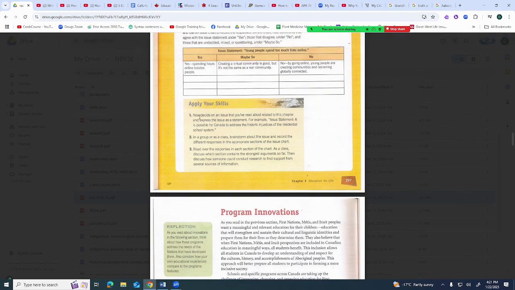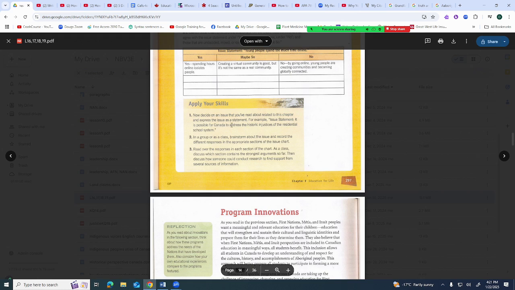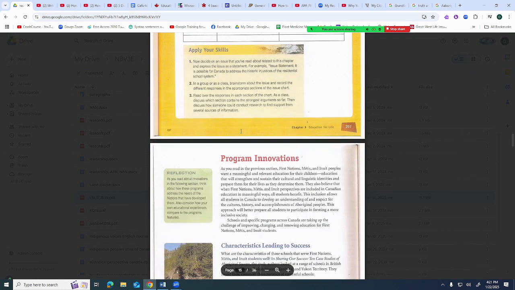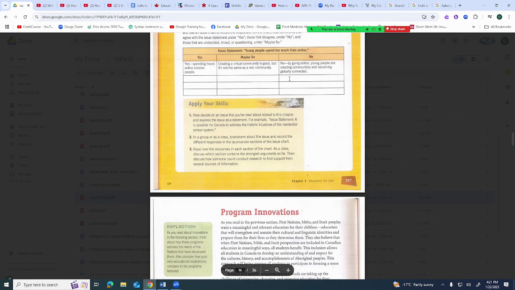Or some people call it your argument when you're writing an essay. And then to apply your skills, now decide on an issue that you've read about related to this chapter or the course and express the issue as a statement. For example, issue statement: is it possible for Canada to address the historic injustices of the residential school program or system? In a group or as a class, brainstorm about the issue and record the different responses in the appropriate sections of the issue chart.